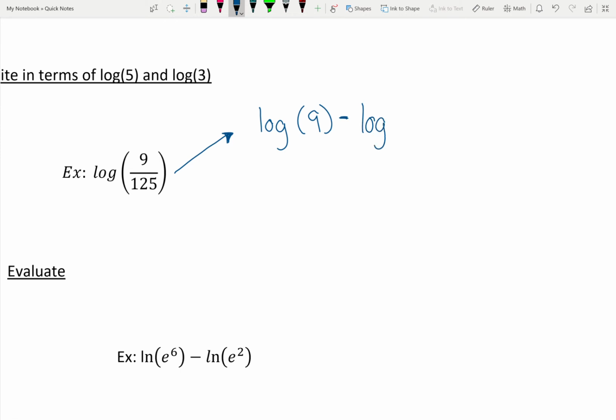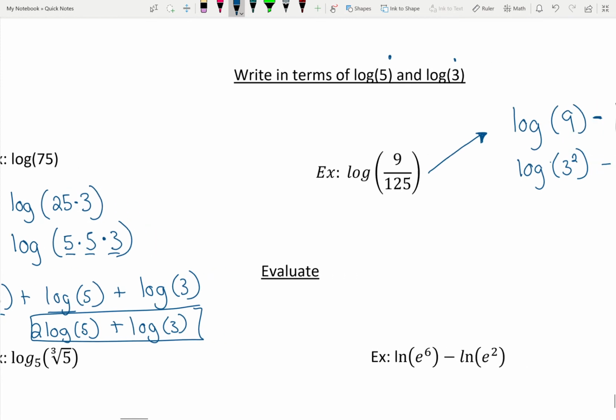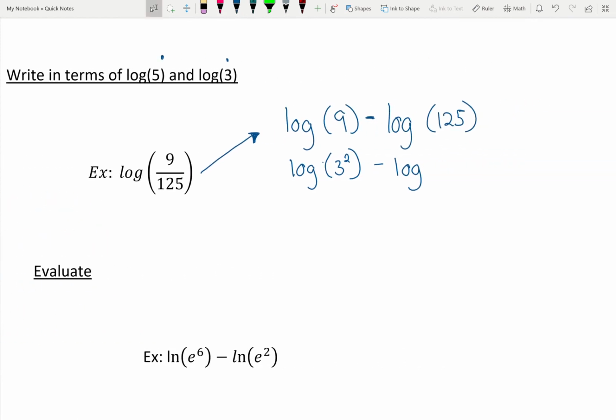So I have log of 9 minus log of 125. Remember, I want numerator minus denominator. But we want things in terms of 3s and 5. So I rewrite log of 9 as... you know what, the smarter thing to do, it's okay, it's fine. So we're going to write 9 as this, and we're going to write 125. Well, I feel like we just did 125, didn't we? Oh no, we did 75. How are we going to break up 125? Well, there's a lot of ways to do it.